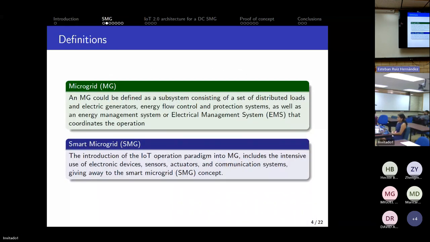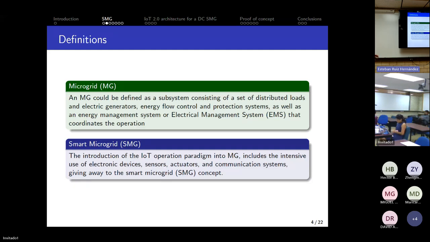First, we will define a microgrid. It would be defined as a subsystem consisting of a set of distributed loads, electric generators, energy flow control and protection systems, as well as an energy management system, or EMS. So this defines the electrical part.